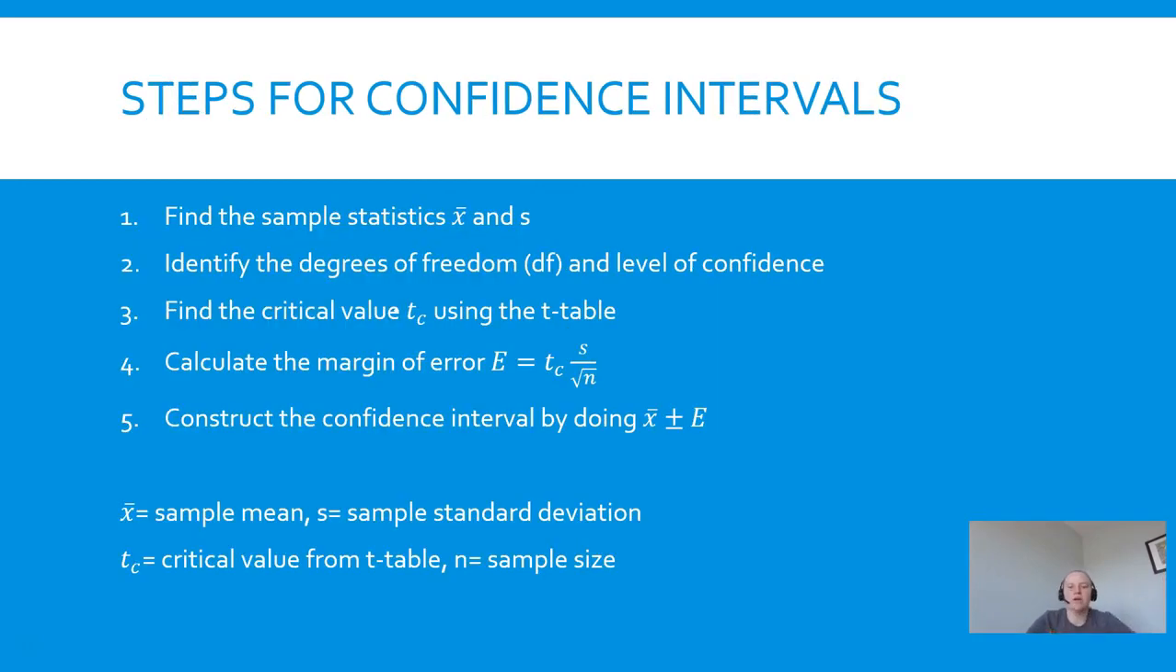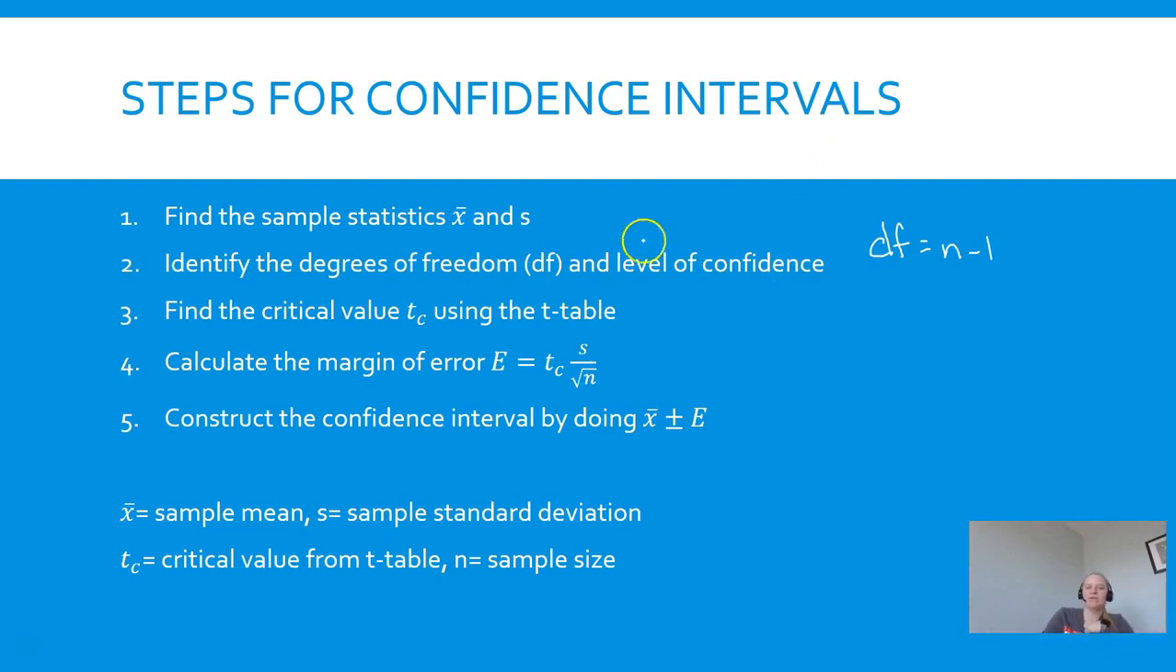So the steps for confidence intervals are still the same, just small changes in the formula. Sample statistics: x bar, we still need our point estimate for the mean. We're still going to use s for standard deviation unless the population one is given to us. Identify the degrees of freedom. We already talked about that. Degrees of freedom is just n minus 1, so sample size minus 1. Level of confidence: again, most common are 90, 95, 99, and it's going to be given to you in the problem.